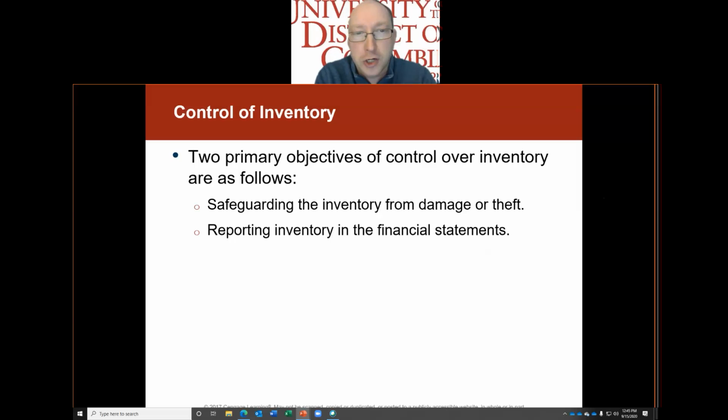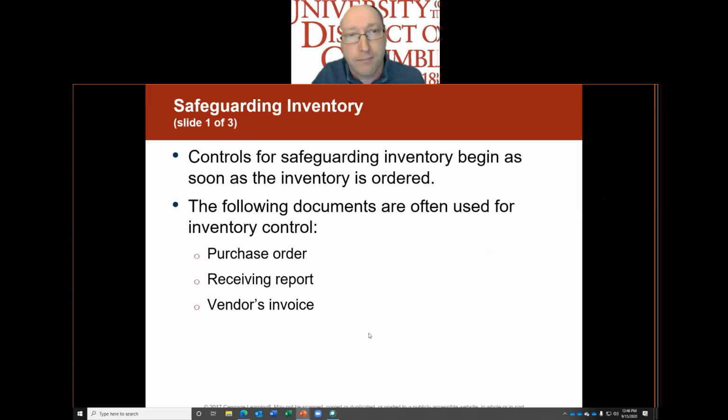Let's talk about how do we control inventory. There are two primary objectives for controlling inventory. Number one is we need to protect, safeguard our inventory from damage or theft. And we also need to report inventory in our financial statements. These are ways that we control our inventory.